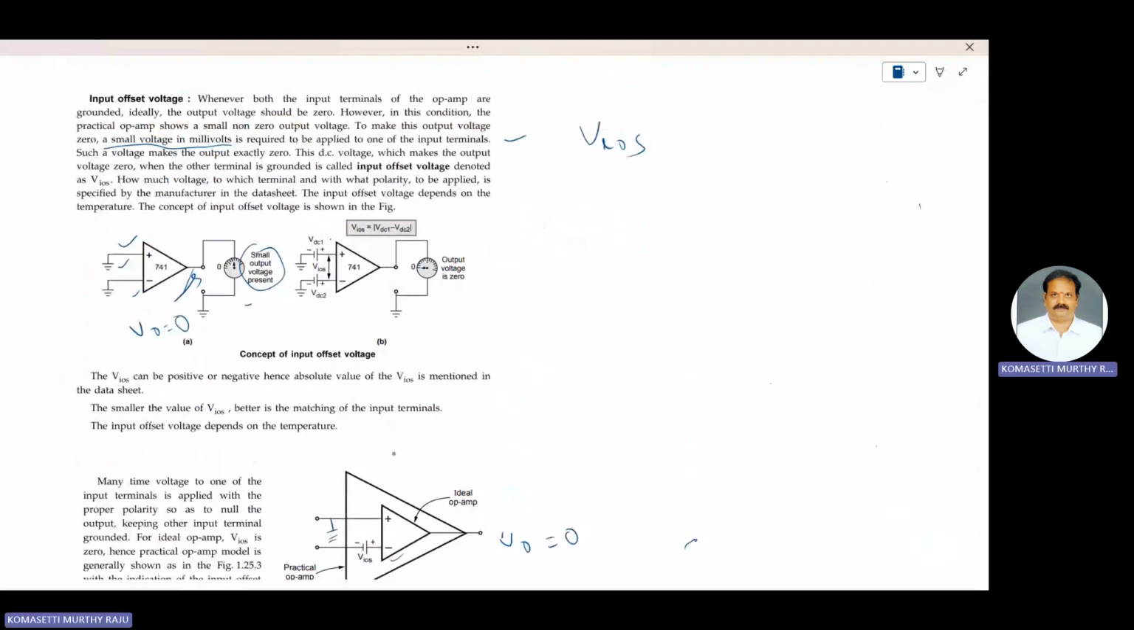How much input offset voltage is applied, and to which terminal, either inverting or non-inverting, and with what polarity, is specified by the manufacturers in the data sheet. The input offset voltage VIOS depends on the temperature. As temperature changes, VIOS also changes, and the output voltage of the op-amp also changes.